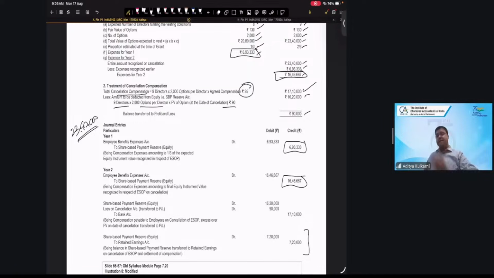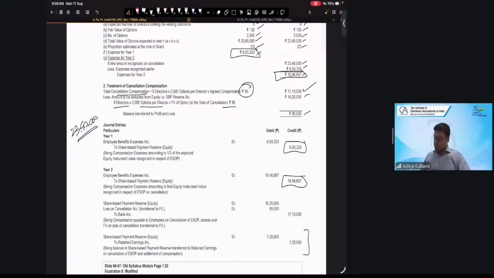Do not use the entire share-based payment reserve balance, because it is not representative of the compensation on the date of cancellation in fair value terms. It is based on fair value at the time of grant date. But today, when you are cancelling, you are going to pay on the basis of the fair value on the date of cancellation. So only that amount can be utilized.